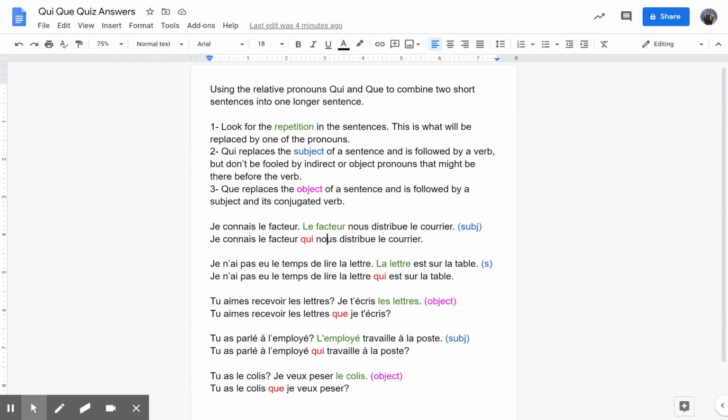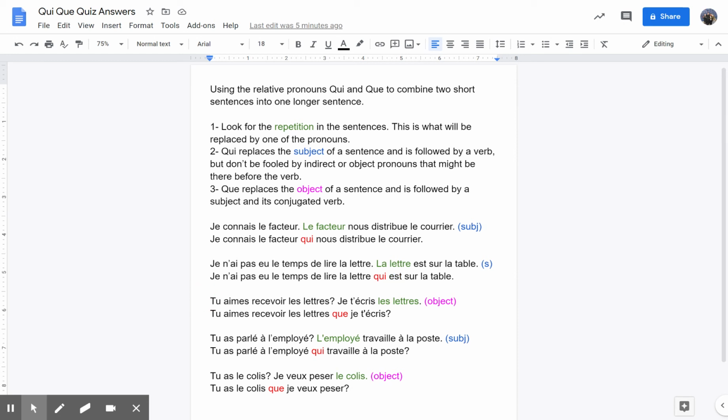Let's look at number 2. Je n'ai pas eu le temps de lire la lettre. La lettre est sur la table. So of course, my repetition here is la lettre. I need to get rid of one of those. Which one am I going to get rid of? Well, I'm going to get rid of the second one. And that, again, is a subject. Je n'ai pas eu le temps de lire la lettre qui est sur la table. So I'm replacing this la lettre with this qui. Qui now becomes the subject of that clause. And as you can see, it's followed by a verb.